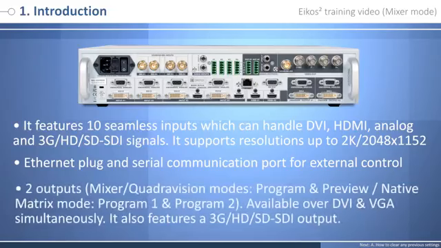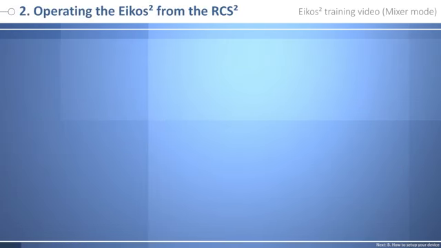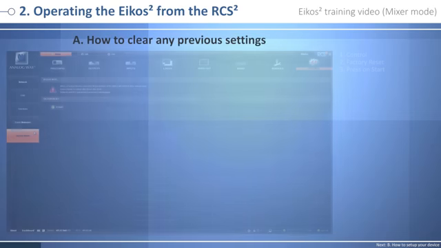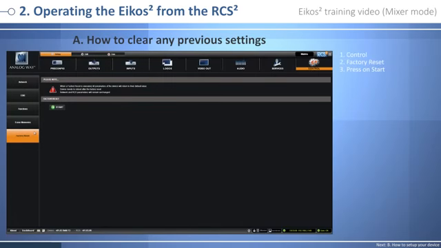It features 2 outputs: in mixer and quadra-vision modes, program and preview, and in native matrix mode, program number 1 and program number 2. Both outputs are available over DVI and VGA simultaneously. It also features a 3G HD SD SDI output linked to either of the 2 other outputs. Operating the Eikos² from the RCS².